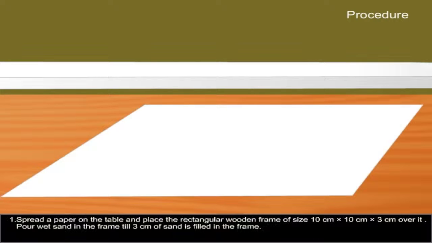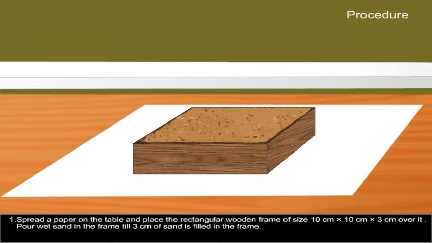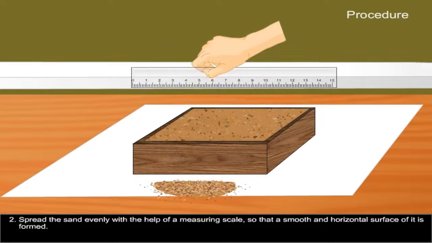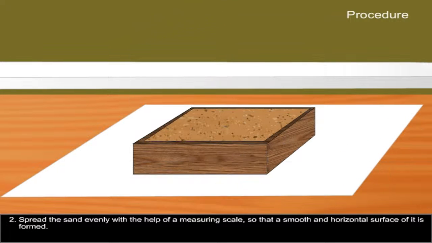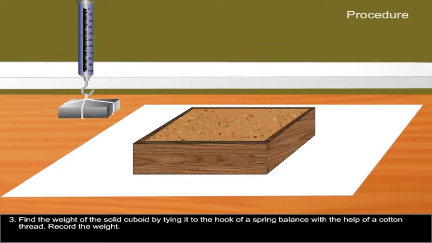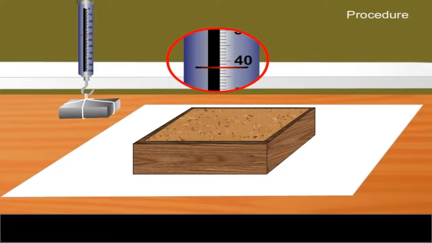Spread paper on the table and place the rectangular wooden frame of size 10 cm x 10 cm x 3 cm over it. Pour wet sand in the frame till 3 cm of sand is filled in the frame. Spread the sand evenly with the help of the measuring scale so that a smooth and horizontal surface is formed. Find the weight of the solid cuboid by tying it to the hook of a spring balance with the help of cotton thread. Record the weight.